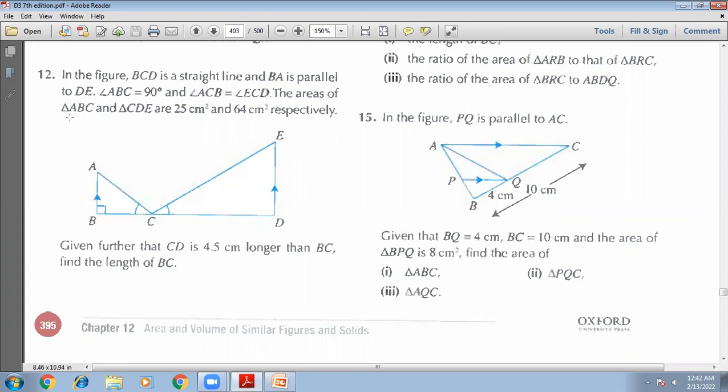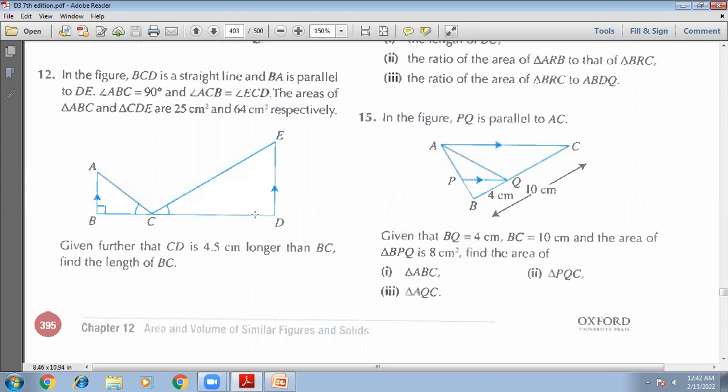The areas of triangles ABC and CDE are 25 centimeters squared and 64 centimeters squared respectively. Given further that CD is 4.5 longer than BC, so if BC is X, this side is X plus 4.5. Find the length of BC. So we want to find the BC length. It is a very simple and straightforward question, because these two are parallel to each other.